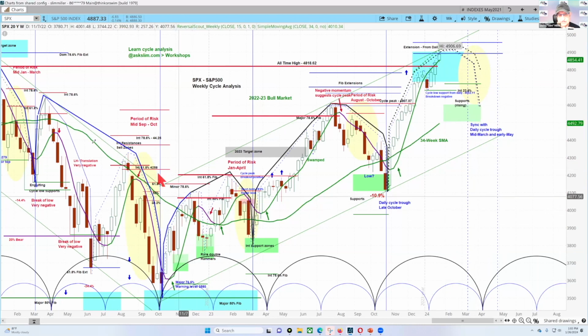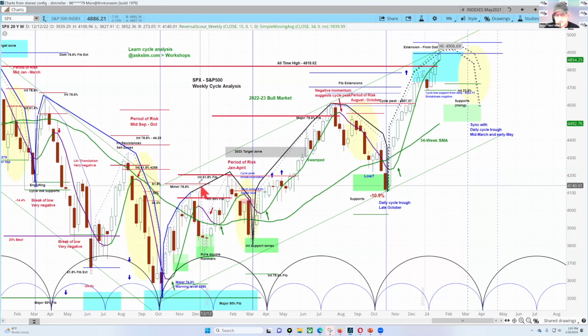One of the key things that I put in here that I want you to see is the 34-week simple moving average. This is what we look at. A lot of people look at the 50s, or they look at the 200-day moving average. This is the one I look at. And it's important to look at when you're looking at the cyclical analysis. The 34, we also use the 13 sometimes.